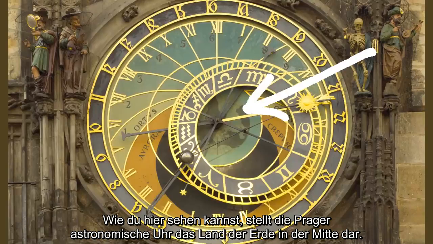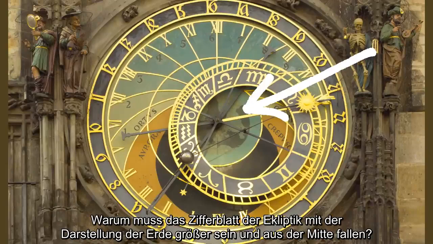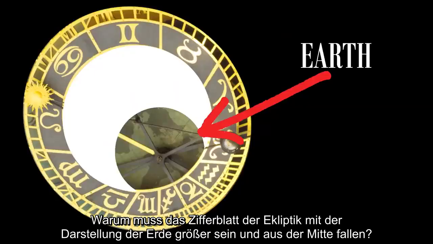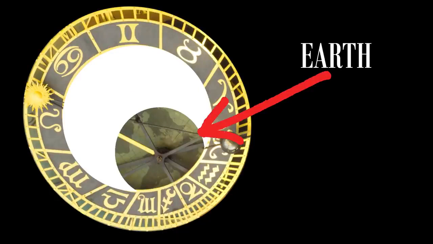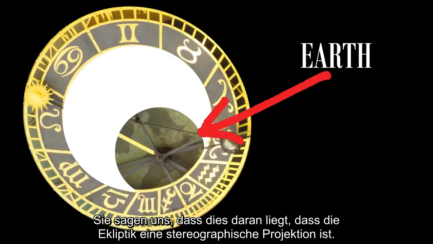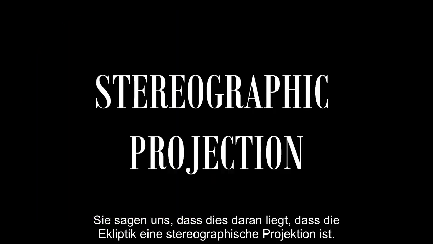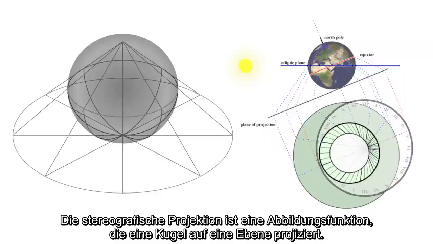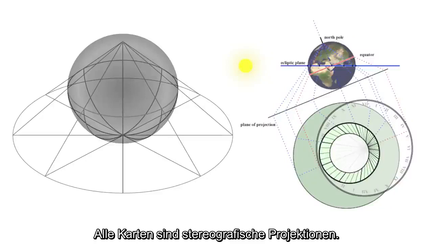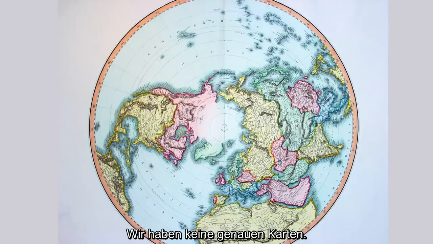As you can see here, the Prague astronomical clock presents the land of Earth in the middle. Why does the ecliptic dial need to be bigger and off-center with the representation of Earth? The official liars of our realm, the satanic controllers, have an answer, of course. They tell us it is because the ecliptic dial is a stereographic projection. Stereographic projection is a mapping function that projects a sphere onto a plane. All maps are stereographic projections. We have no accurate maps.